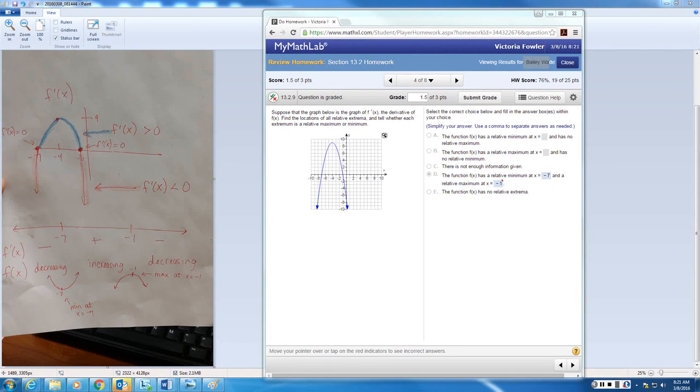So that should take you through any of these problems when you're looking at the derivative. You should be able to decipher where the derivative is positive or negative, where we can see it's equal to 0, create your sign chart, and then we will know something about our original function.